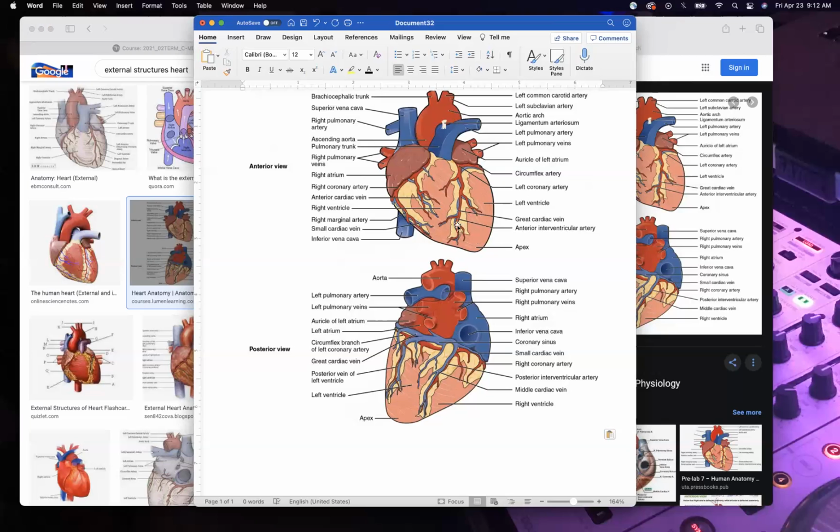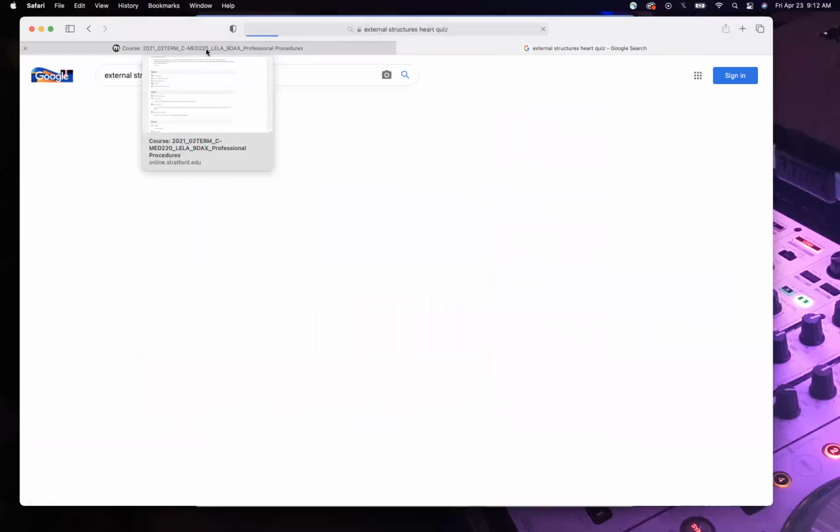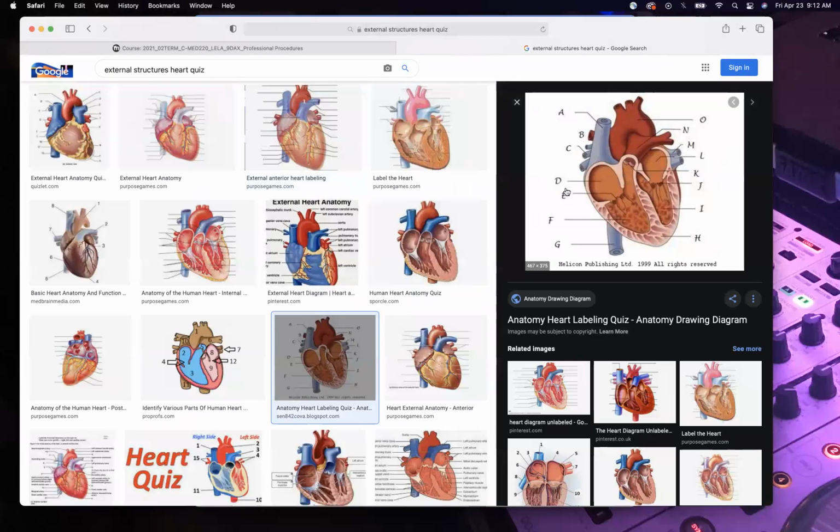So what could I do for the exam? Could I easily take this, erase all this? Or you know what? I'm not even going to erase it. I could easily do this. External structures of the heart quiz. Label A, B, C, D, E, F, G. Nah, I'll even just get this one. Right? Or anyone.